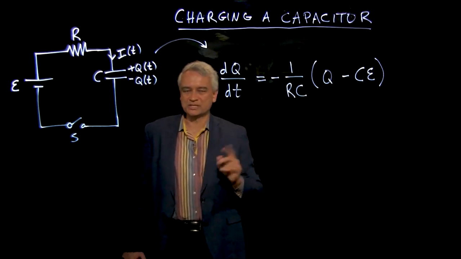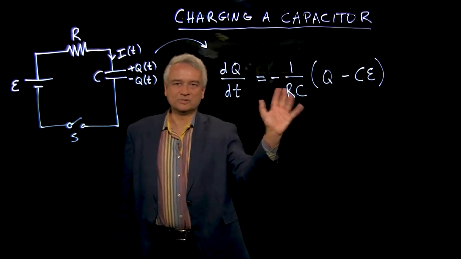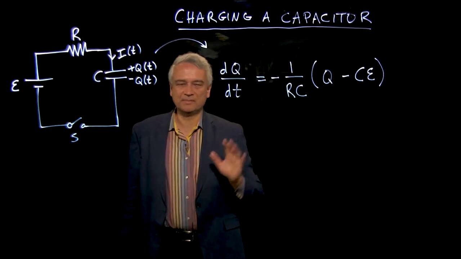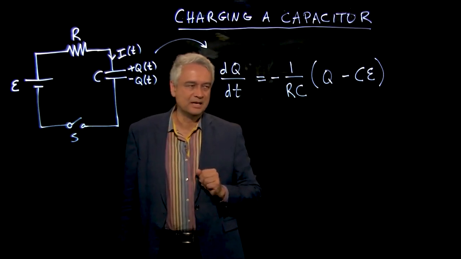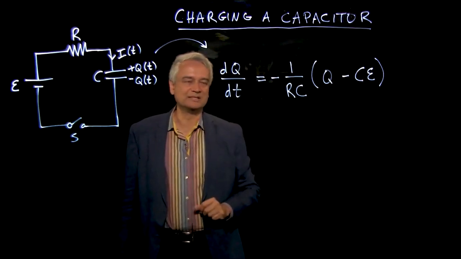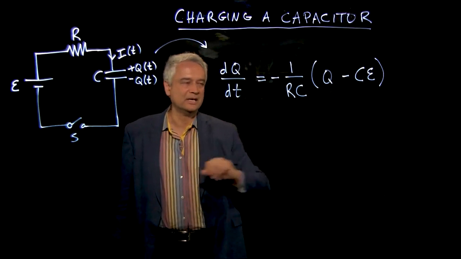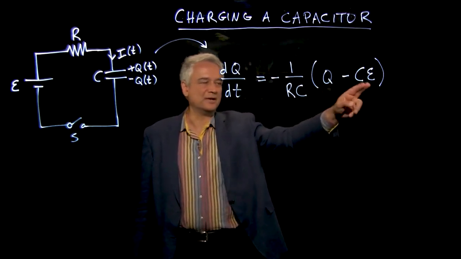Now we're going to take a math interlude. We're going to learn how to solve this differential equation. We will come back to this as a piece of physics in a minute, but we're just going to look at it as a differential equation. So what do I see here? I see dQ/dt is equal to some constant, and then here's the function itself, and then here's some other constant.